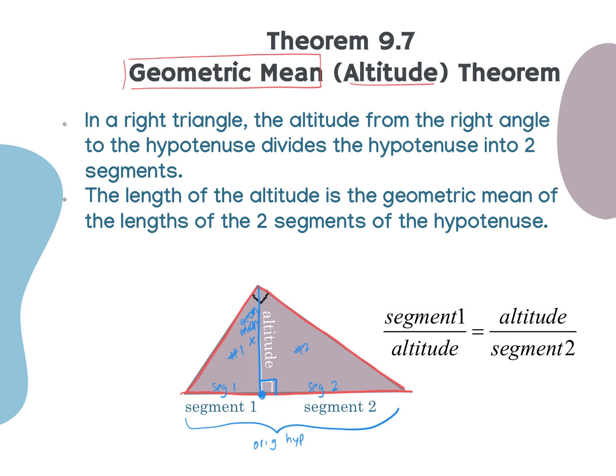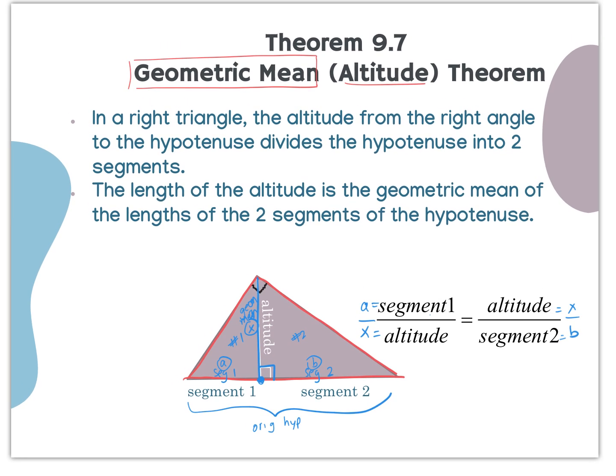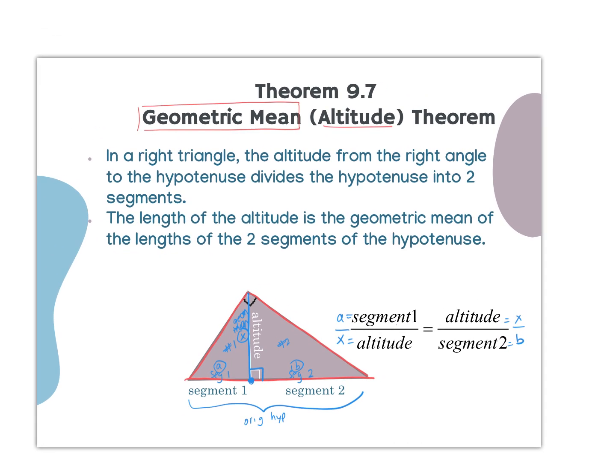And so we know the formula. Segment 1 is going to be like our A, segment 2 is going to be like our B, and the altitude is our geometric mean, or our x. Remember before it was A over x equals x over B. Well, we're just replacing A with segment 1, x with the altitude, and B with segment 2. So if we know the pieces, we can plug it in and end up solving this question. Let's solve it on the next page.